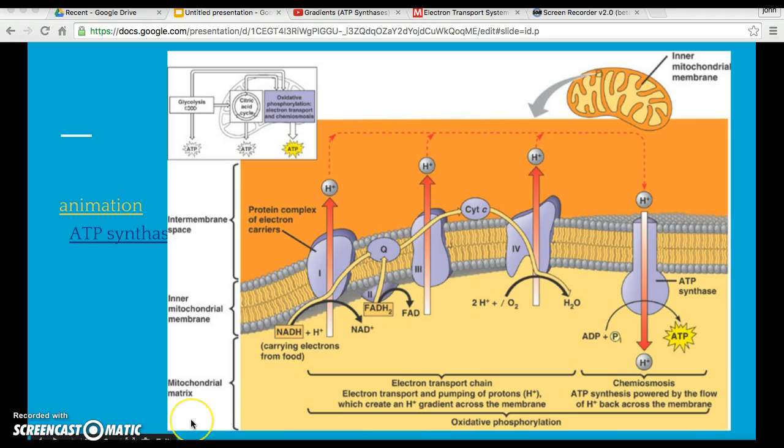So that's the electron transport chain. Your homework is to try to draw that so that you understand what's happening. Remember that this is happening in the mitochondria, in the inner mitochondrial membrane, and that's the inner mitochondrial space.